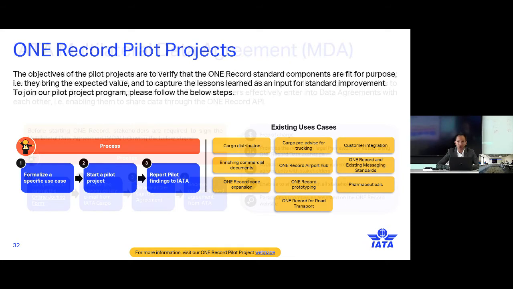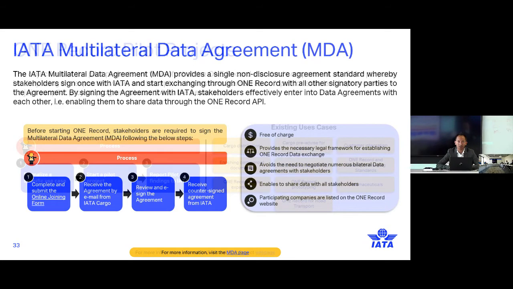This year, we also developed with the different legal departments involved a multilateral data agreement, which is very similar to what we did with e-AWB with the multilateral e-AWB agreement. Basically, this is an agreement that all the different parties can sign once and for all, and after that, they will be able to start engaging in data sharing, and they will be covered from a data point of view.